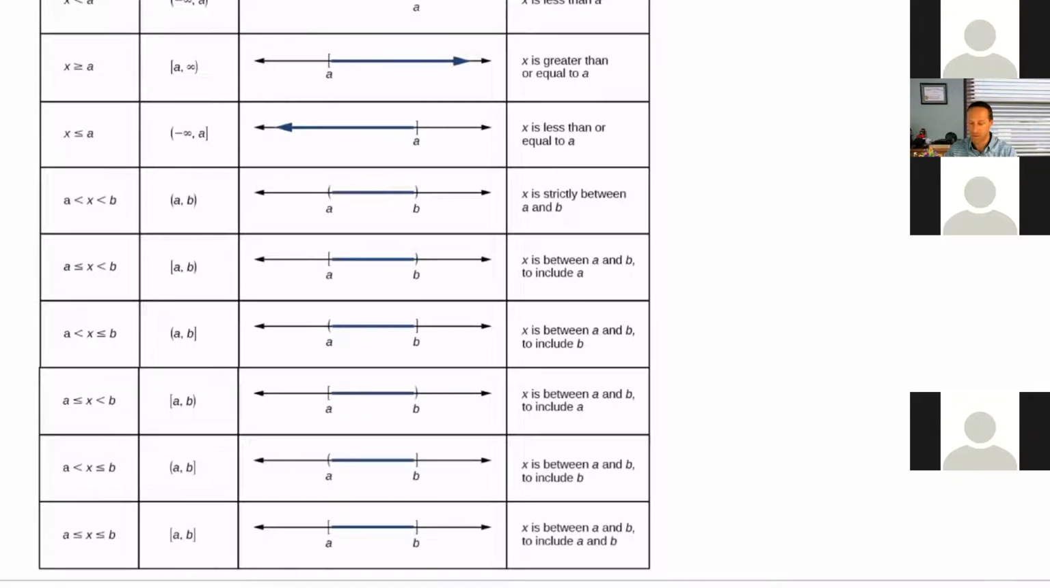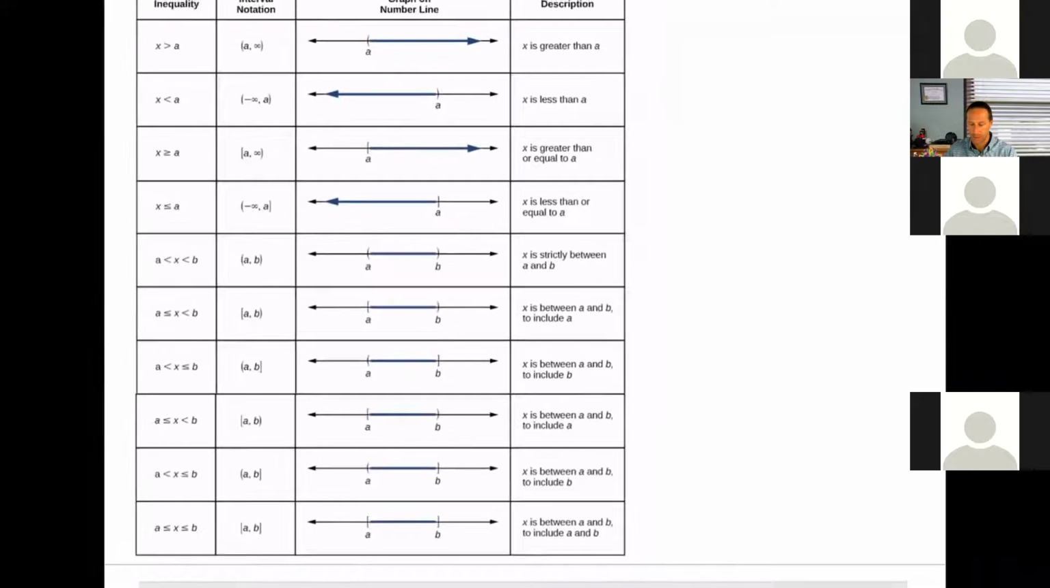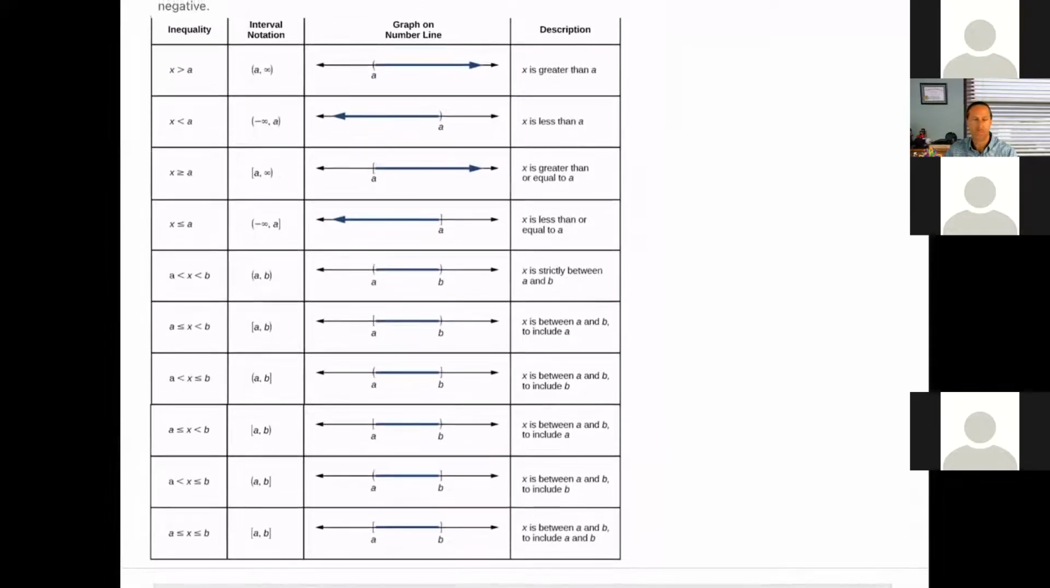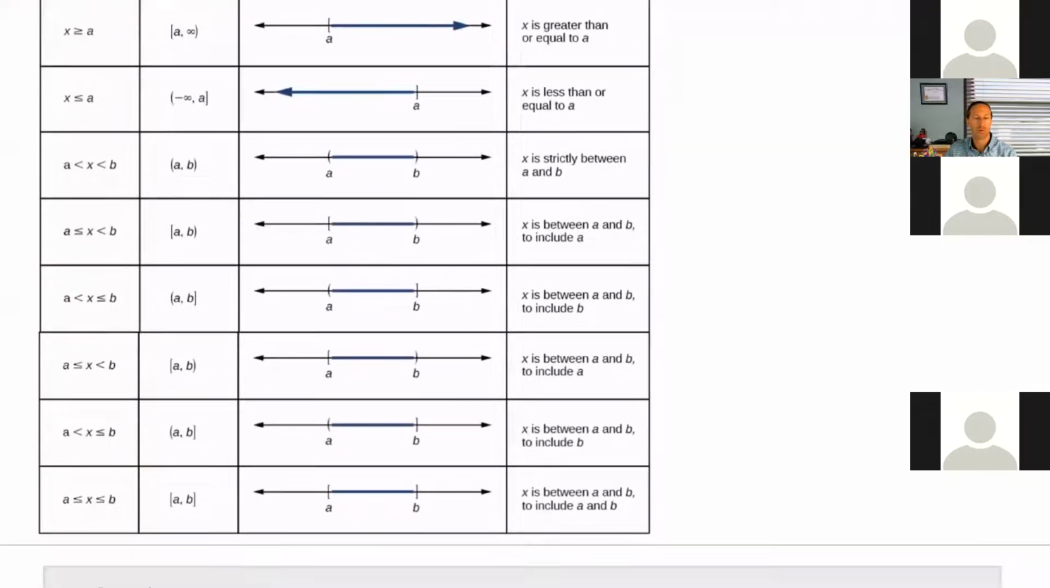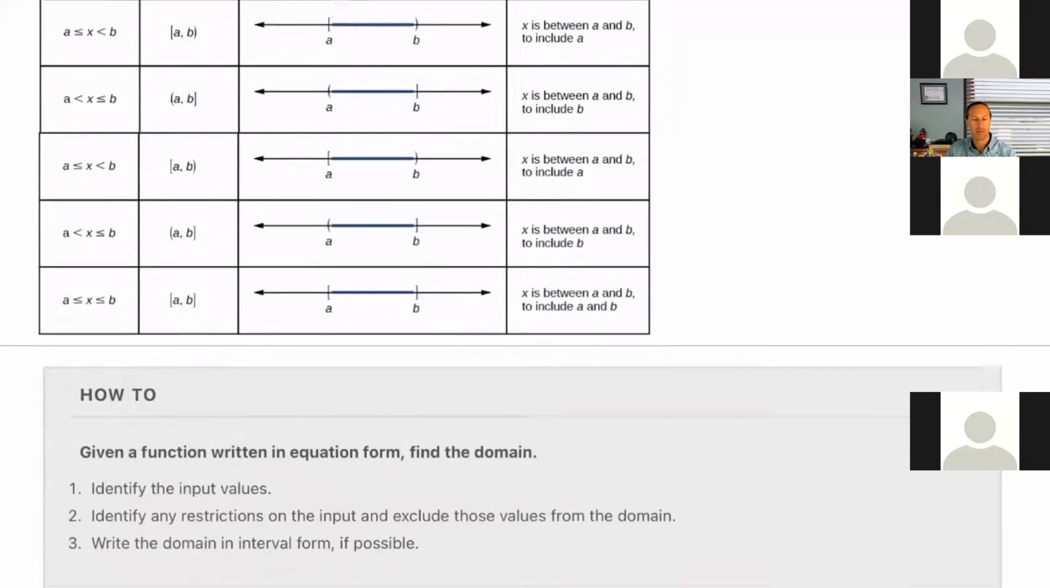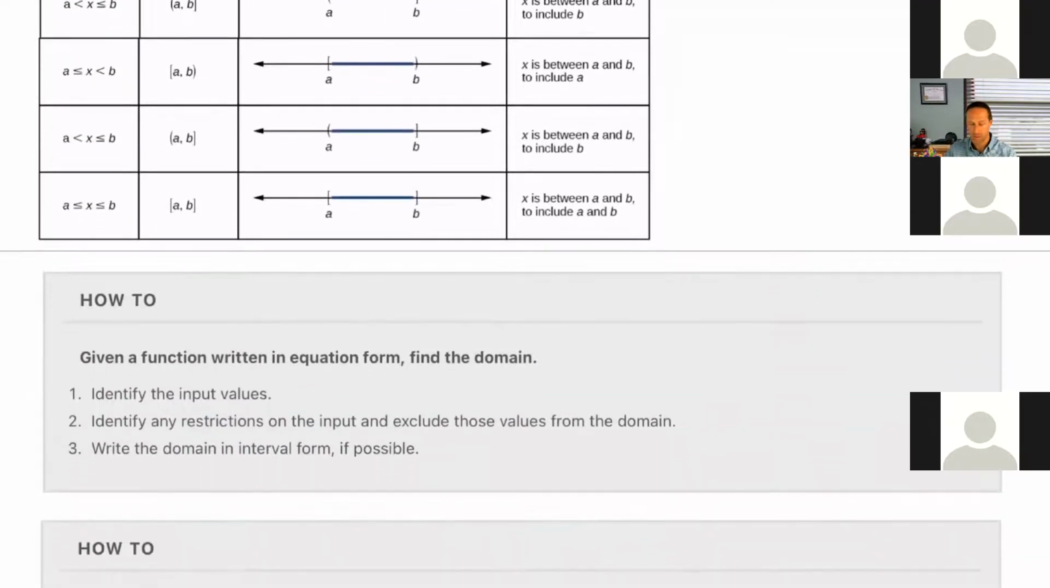Lots of different variations there. If you wanted to take a snapshot of it, there's all of them together. All right. Interval notation, we'll talk about that much more as we continue to press on.